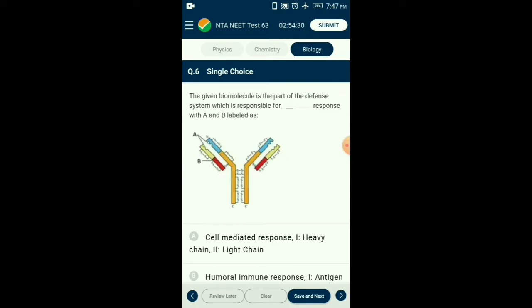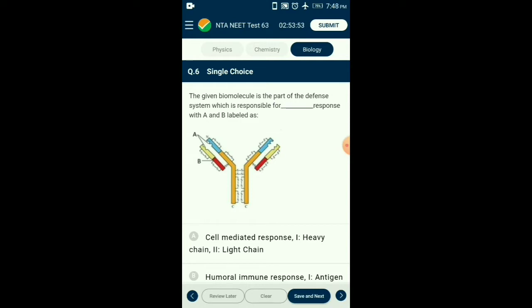Question number 6. The given biomolecule is the part of the defense system which is responsible for dash response with A and B labeled as. Refer to the diagrammatic representation. B cells are the lymphocytes that play a large role in humoral immune response as opposed to the cell mediated immune response which is governed by T cells. B cells primarily function to make antibodies while T cells help B cells.